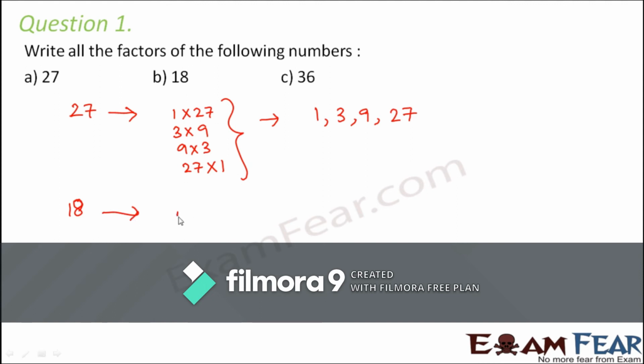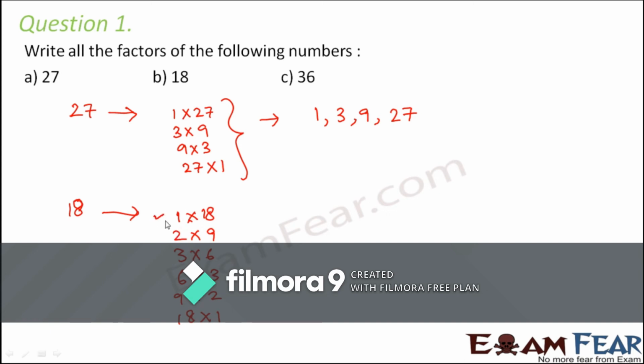So we can write 18 as 1 into 18. This can be written as 2 into 9. This can also be written as 3 into 6. This can be written as 6 into 3, 9 into 2 and 18 into 1. Now have you observed something very nice about this sequence?